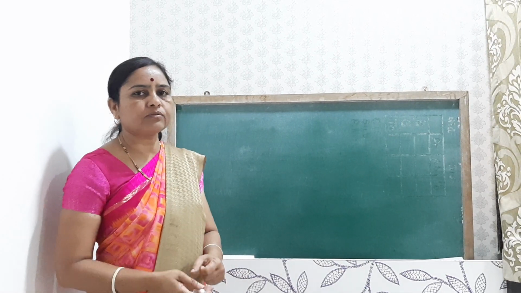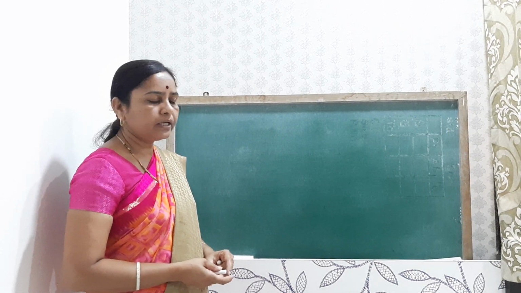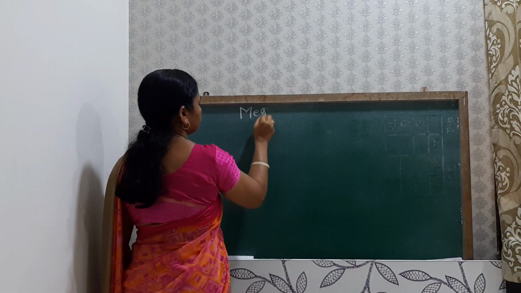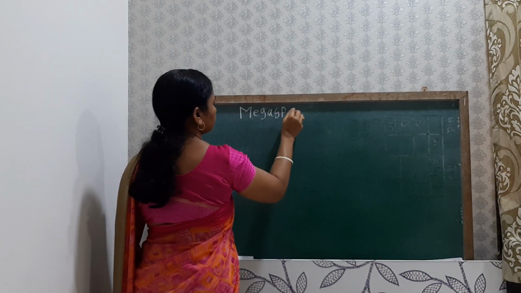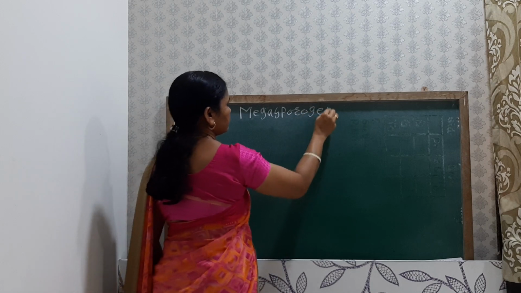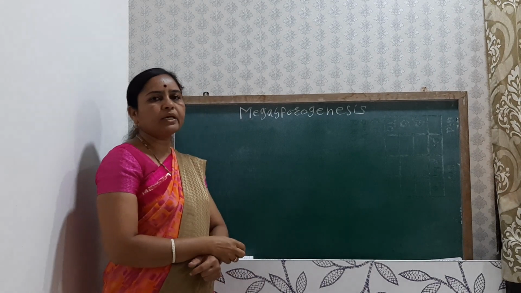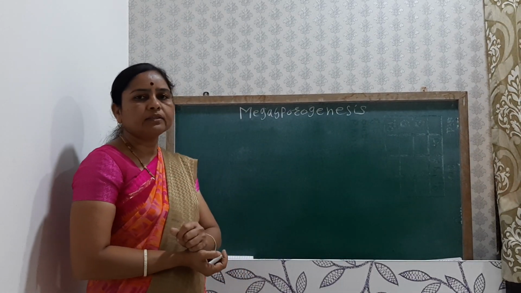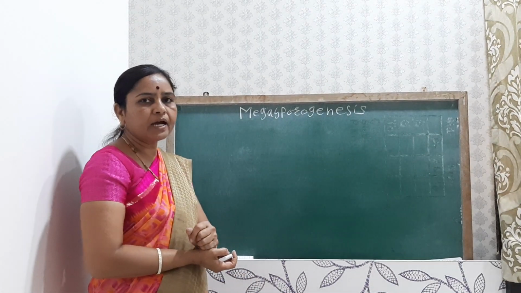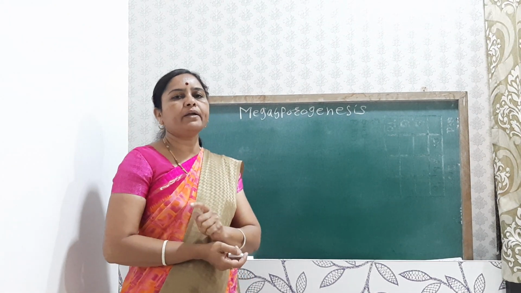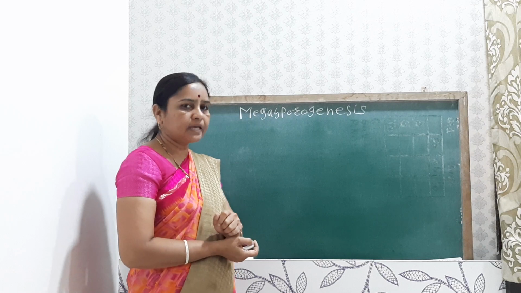Students, in the last video we saw the structure of the ovule. Today we will see megasporogenesis. So what does megasporogenesis mean? It is the formation of the haploid megaspore from the diploid megaspore mother cell.